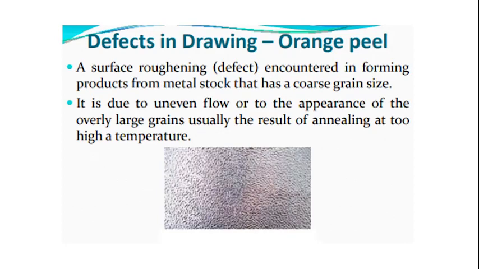A surface roughening defect. It happens because of uneven flow, or you can say suppose your material is having large grains. Suppose you are doing a deep drawing after the annealing process, so there will be large grains. That is why some surface roughening will be present after the drawing process, due to coarse grain size. So that is called orange peel.